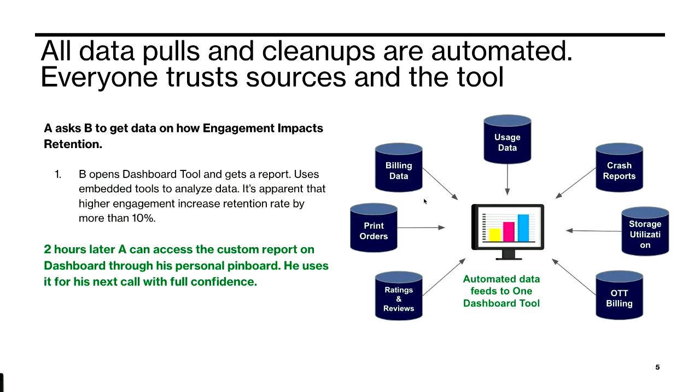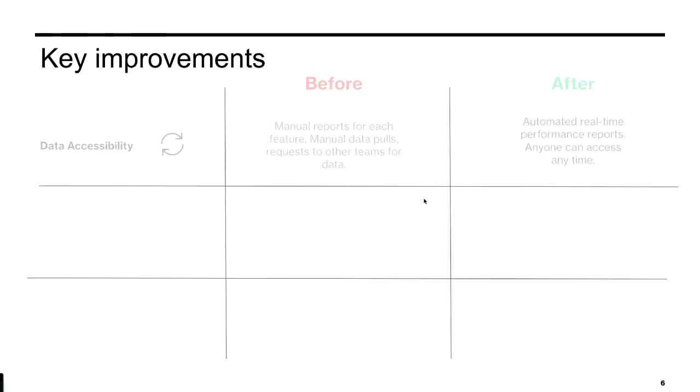Ideal scenario, you have all the data available at your fingertips, and in 2 hours you can actually do something like this, where you can easily say, hey, we have seen that higher engagement users tend to retain with the product by, let's say, 10% more compared to someone who's not engaged at all. So this is the ideal state we all aspire to get to, but there are so many hurdles to get here.